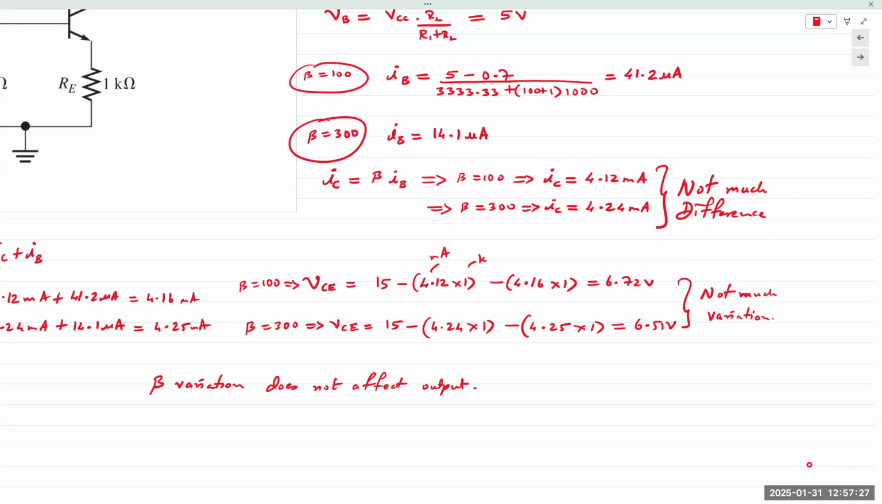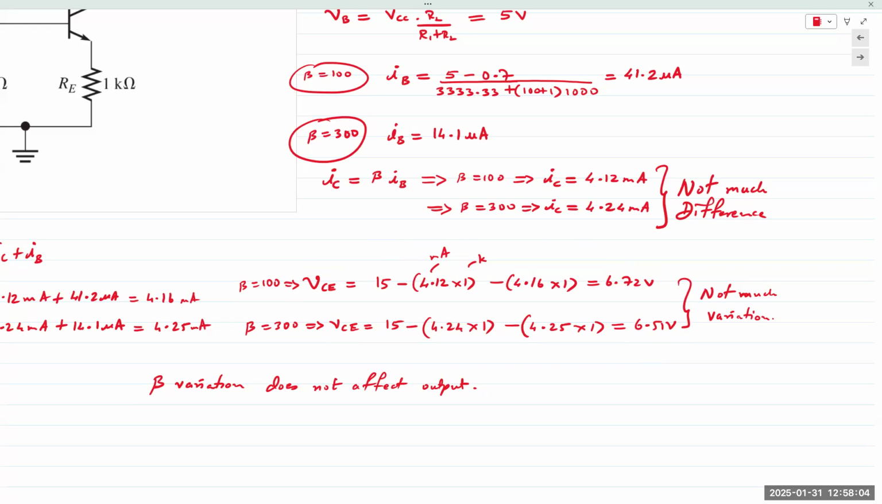And that is the primary application, or why this voltage divider bias is very popular. So the 4 resistor bias, or the voltage divider bias, is very popular because the circuit can perform independent of the transistor beta. On the output side, VCE also remains near, well, I wouldn't say constant, but also remains within the same region. So 6.72 volts versus 6.51. Not much variation. It varies, but not a lot.